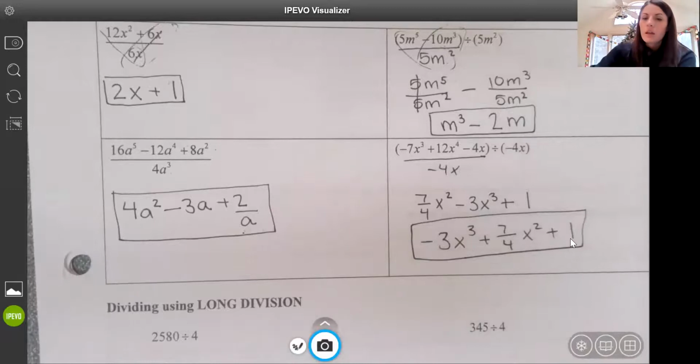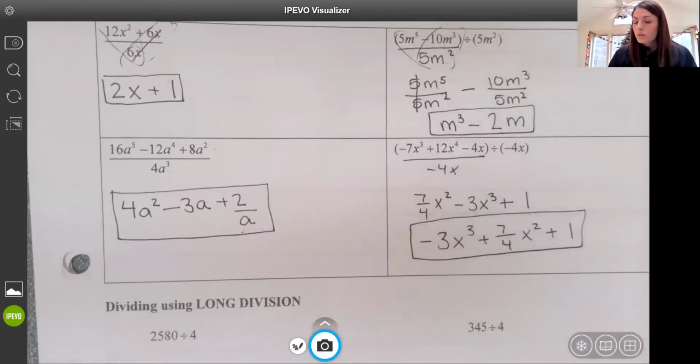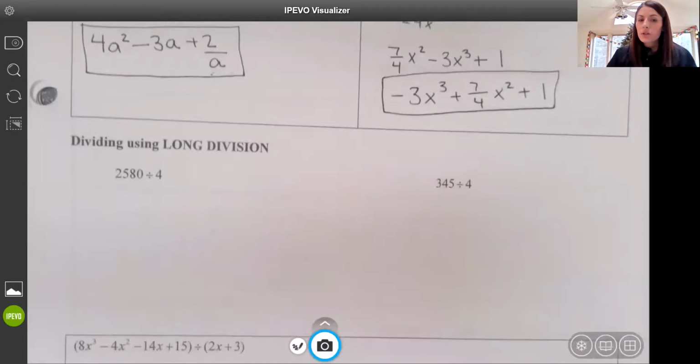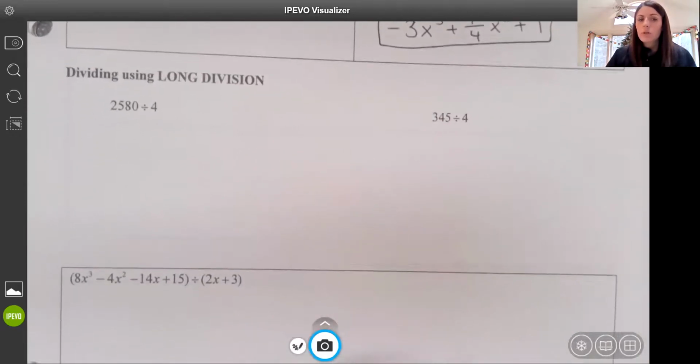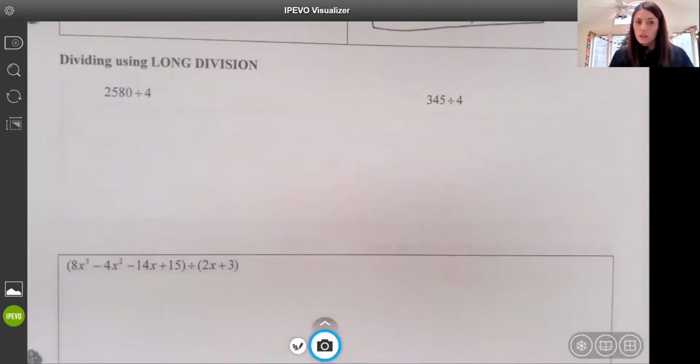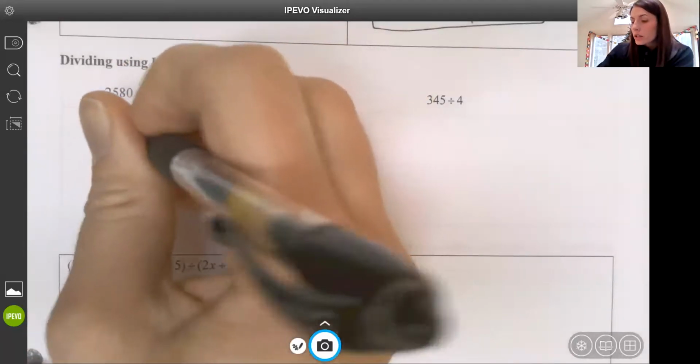Okay. So that's one piece of division, dividing by a single term. Really, it's just properties of exponents. And now comes the tricky one, which is long division. So before we get into polynomial long division, we're going to refresh our memory on what long division really even means. So if I have 2,580 and I want to divide by 4, then I could do that using long division.